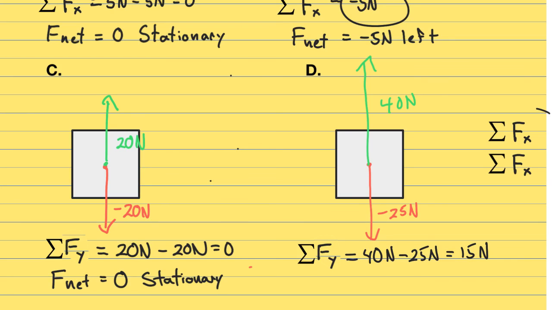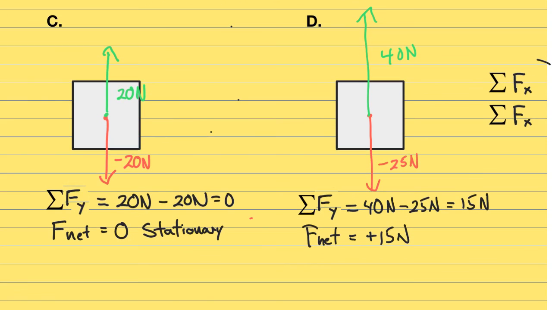And that means that our net force, in this case, F net, is going to be equal to positive 15 newtons, which means that the object is moving up. So we're going to say accelerating up, put that right here.